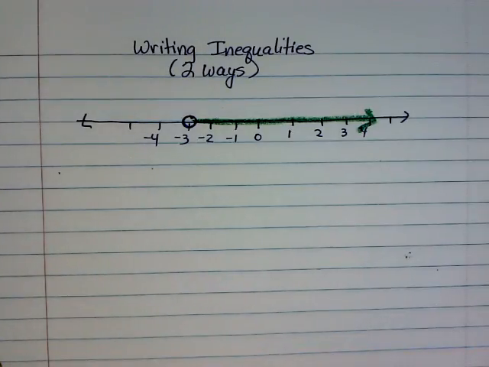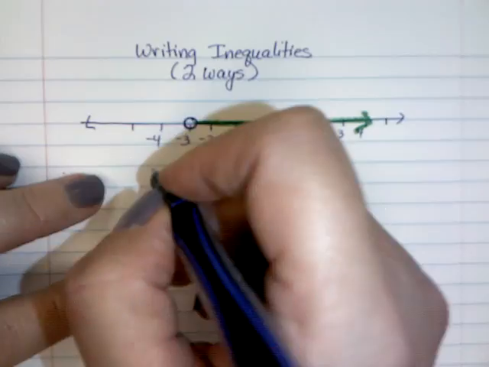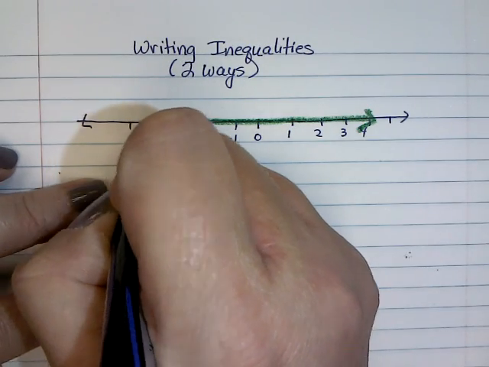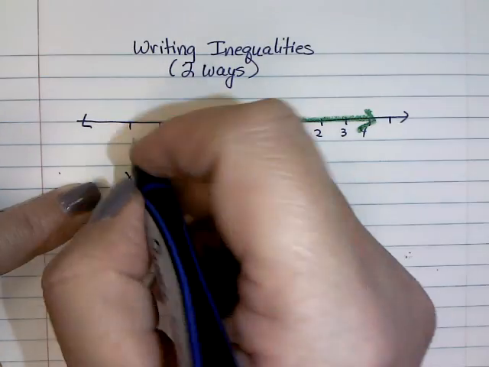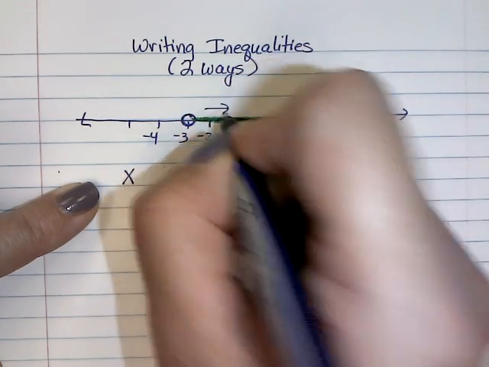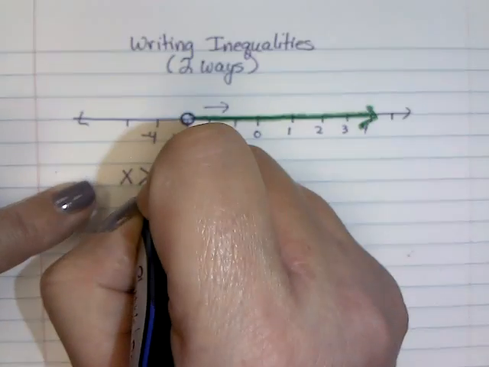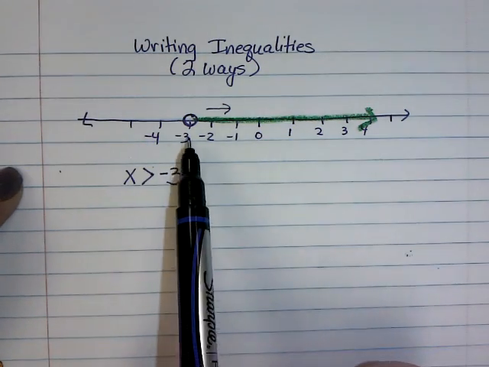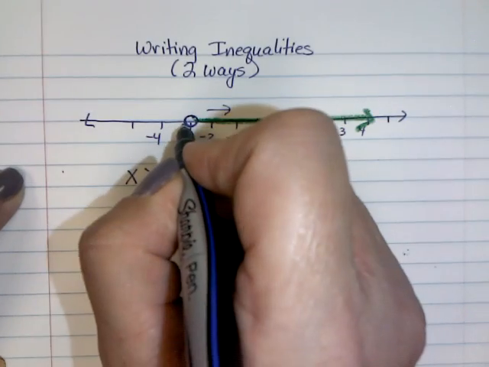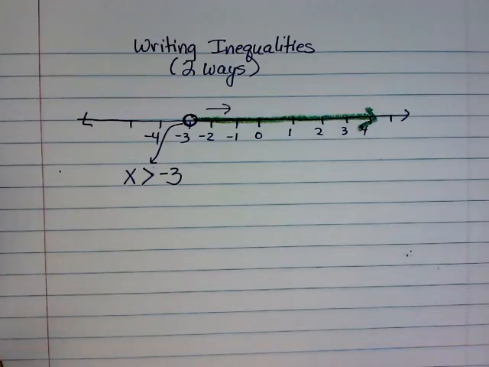Okay. So there's a couple different ways that I can say this and write this, and sometimes it gets kind of confusing how to do this. So just listen and pay attention, and we're going to practice a whole bunch of times. I know that I'm going to have an x, and since everything's going to the right, my x is going to be greater than -3. Now, why not a greater than or equal to sign? Because my open circle tells me that it's just going to be greater than -3.